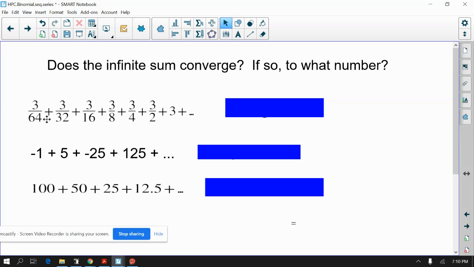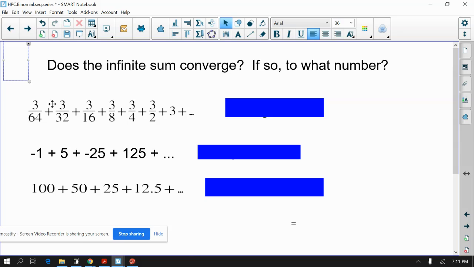This sequence, this series, how do I get from one term to the next? What am I multiplying over and over and over again? The numerator is staying the same. So you've got 1 in the numerator, but what do you have in the denominator? In the denominator, you're dividing by 2. 64 is being divided by 2. That gets you 32. 32 is being divided by 2, so that's 16. 16 divided by 2 gives you 8, etc.